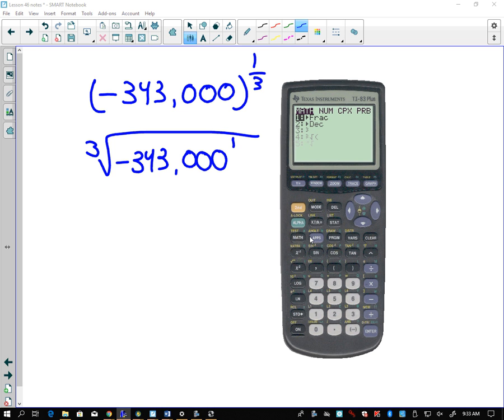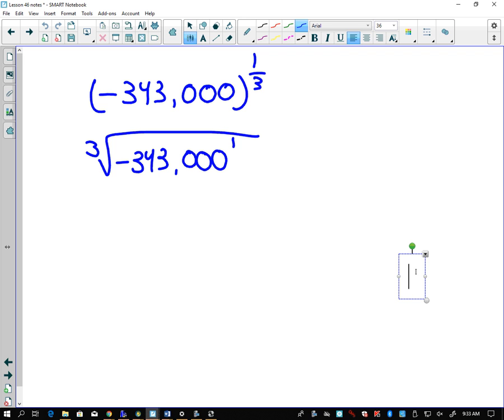So we're going to hit math, and hit cube root of negative 343,000. All right, and I get negative 70. Now, let's go ahead and try this out a little bit and see if we can solve this with pencil and paper.